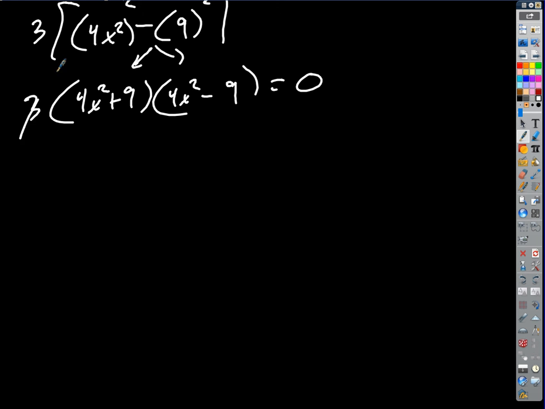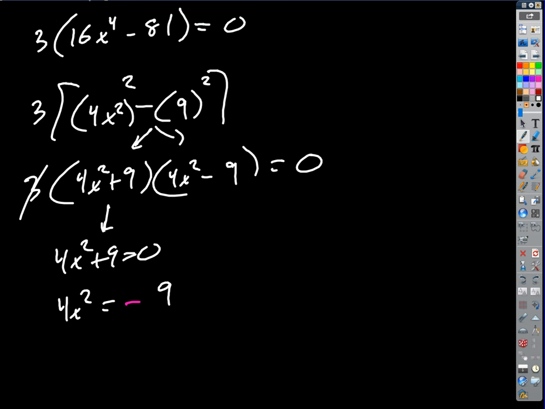Well, this one, I can just divide both sides by 3. It's just a constant. That one doesn't give us a solution. But these do. If I set 4x squared plus 9 equal to 0, I get 4x squared equals negative 9. How come you decide not to use the 3 on this one? I know you just said that, but how can we say it again? We're not gonna multiply by 3.